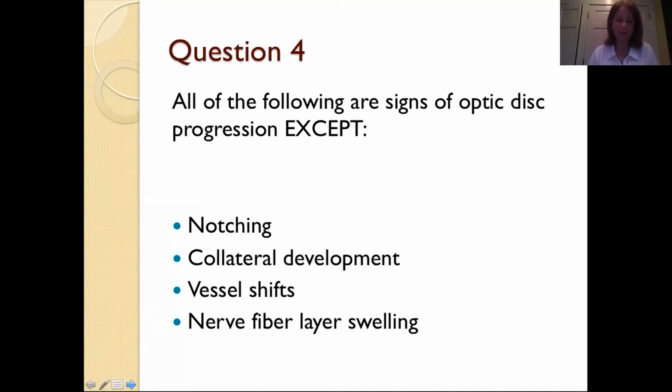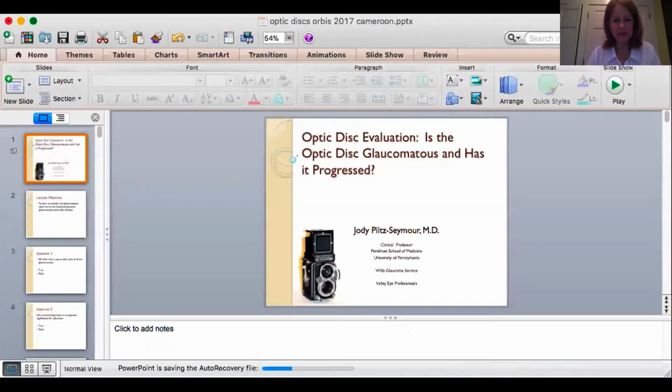Beautiful. Yes, we can see notching, we can see vessel shifts, we can see disc hemorrhages, we can see collaterals, we can see beta peripapillary atrophy, we can see little constrictions of the blood vessels as they cross the edge of the optic disc, but we don't see nerve fiber layer swelling. Excellent. So now, do we have questions?